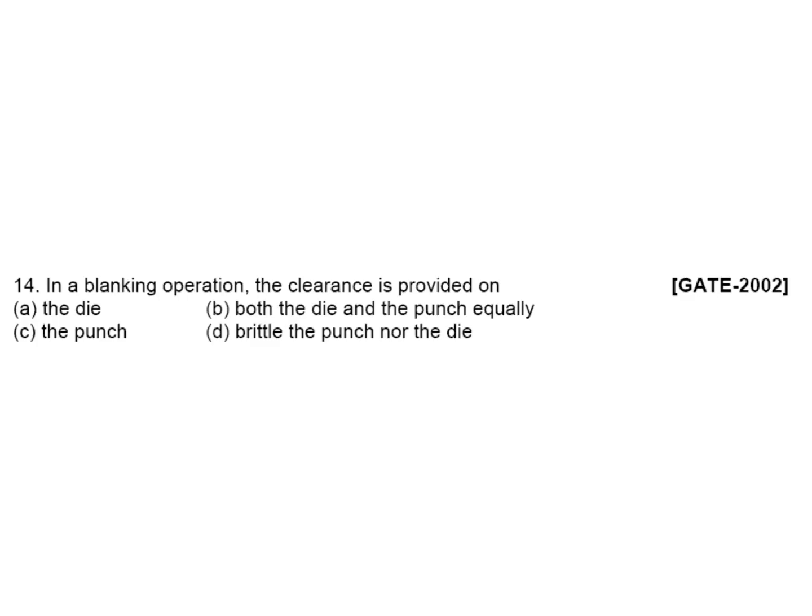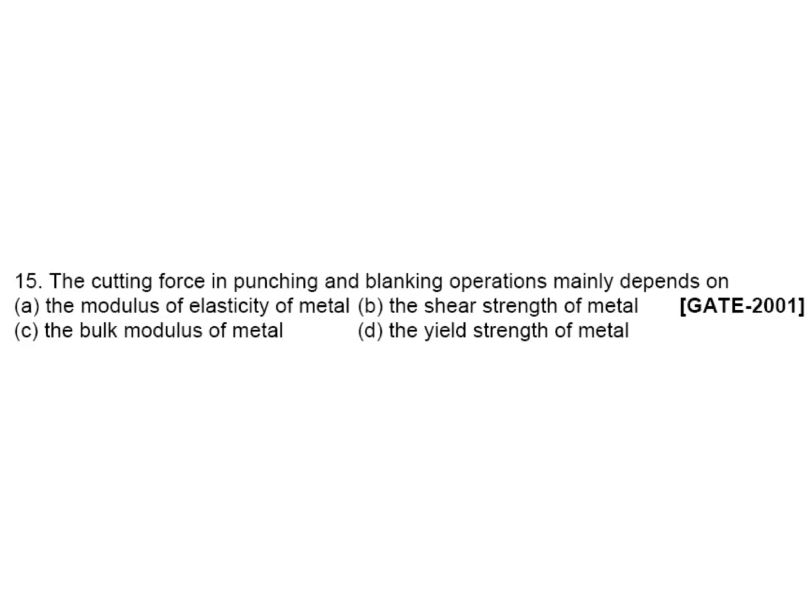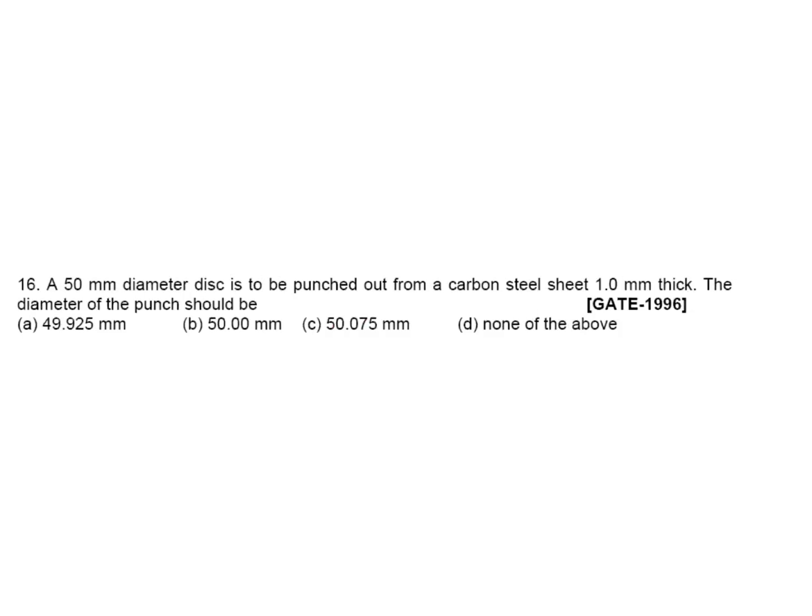The cutting force in punching and blanking operations mainly depends on, as already discussed, shear strength. So B is our answer. See, a GATE question: a 50 mm diameter disc is to be produced, so the operation is blanking. It is punched out from a carbon steel sheet of 0.1 mm thickness. The diameter of the punch should be die diameter minus 2 into clearance. Here in this question, clearance is not mentioned. So none of the above, D is our answer. This is a Coal India 2017 question.